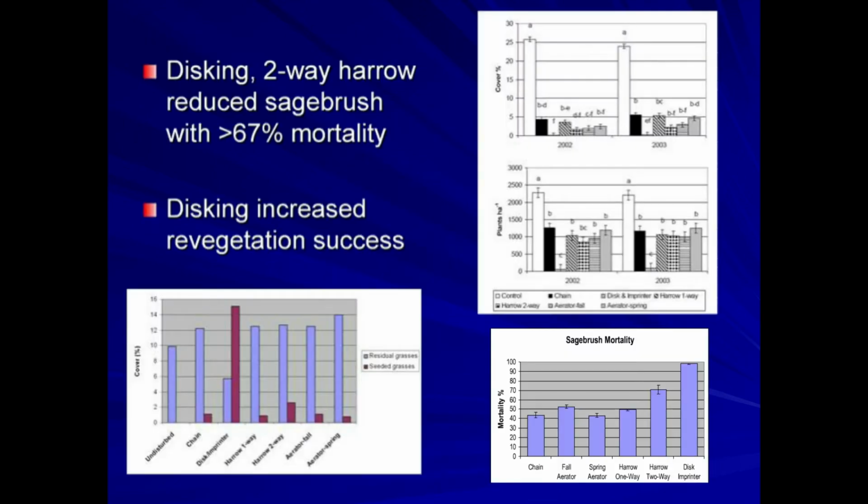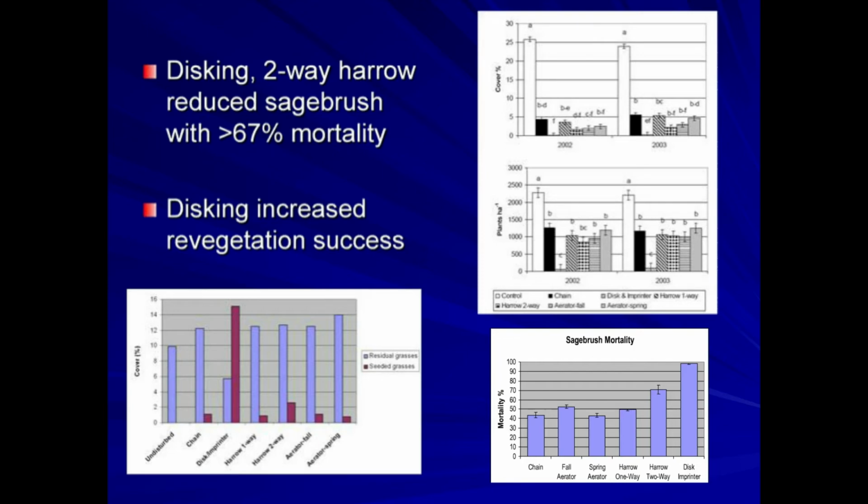Well, the more you disturb the sagebrush, the harder it is on it. So two-way harrowing, 67% mortality, disking, up here, over 90% mortality. All the mechanical treatments, here's the undisturbed here, all the mechanical treatments reduce cover and density of sagebrush. But most of the other ones, besides two-way harrow and disc, had around 50% mortality. So you're leaving a lot of plants there and they'll have greater growth. Danny found out after you disturb them and kill half their neighbors.